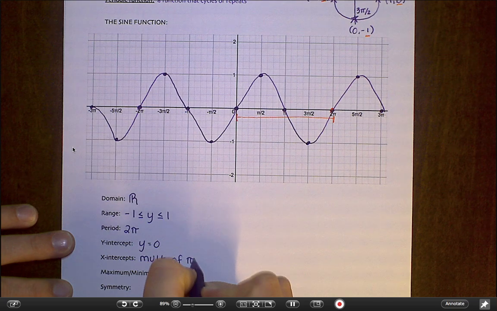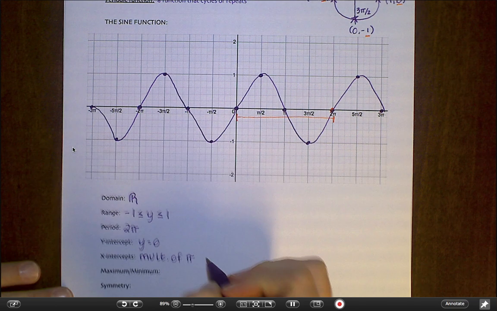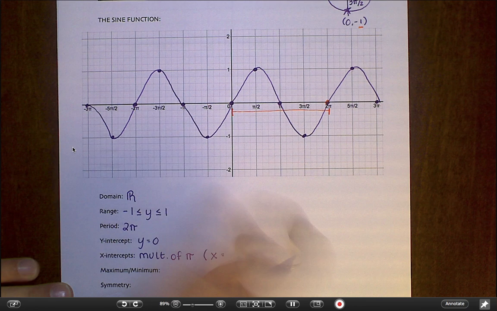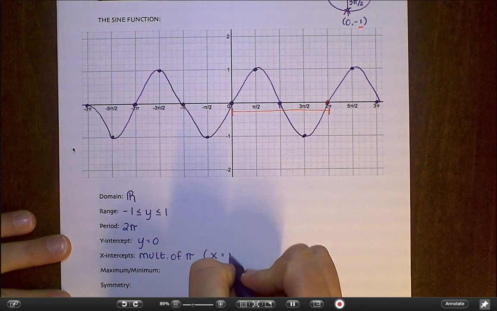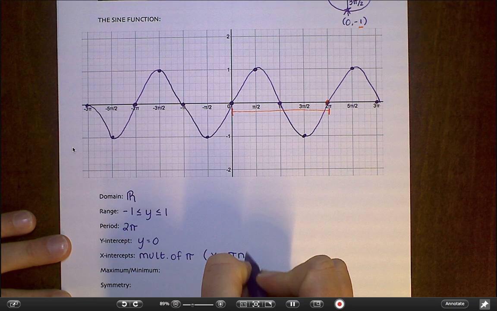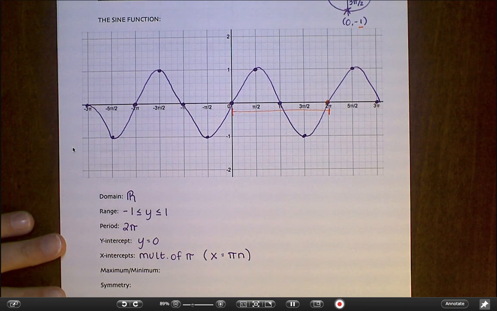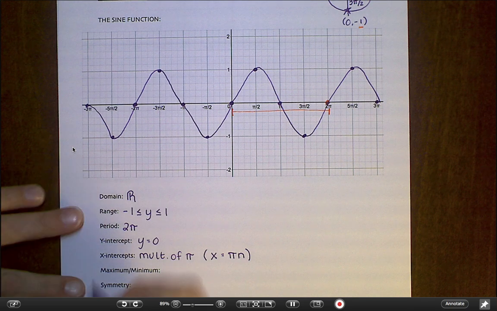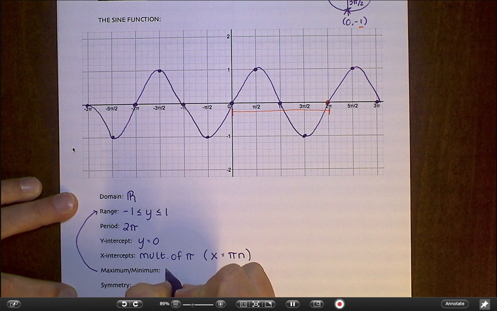And I'm perfectly fine if you just write that as your answer, that your x-intercepts are located at multiples of pi. I do want to show you another way that these are sometimes written. When we're talking more mathematically, like algebraically on a graph, we sometimes say x equals pi times n, which is really just saying multiples of pi. So this n could be a 2 or a 3 or a -5, and that represents all those multiples of pi. Okay, maximum and minimum is kind of a redundant question. This is really asking the same thing that range did. The max is 1.